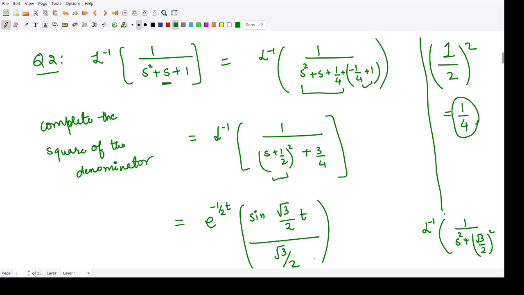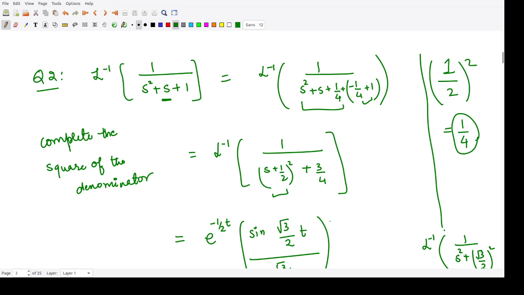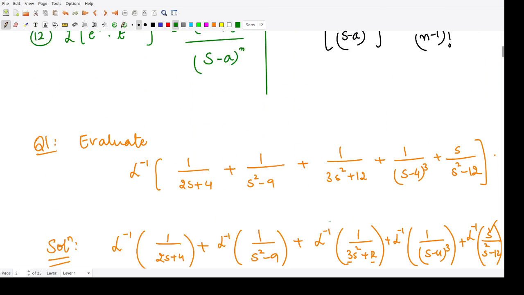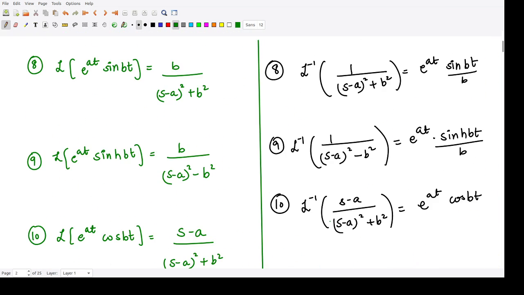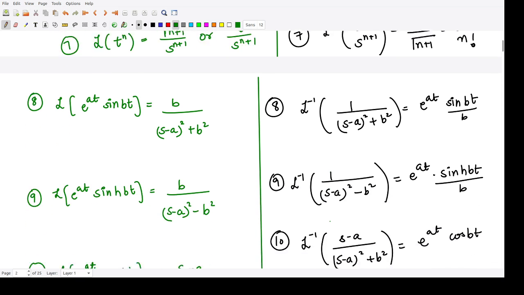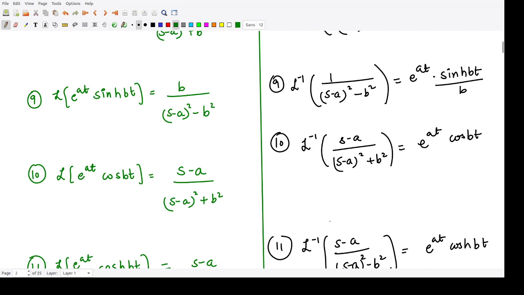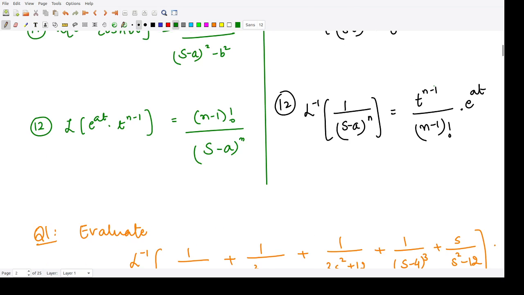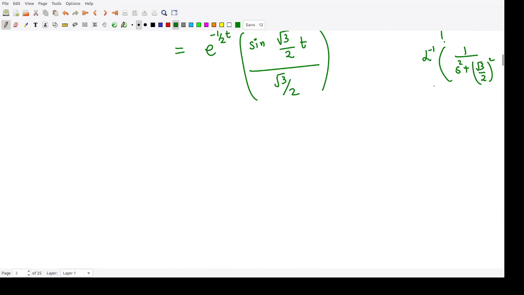So this is the Laplace transform finally, because the Laplace transform of this term is equivalent to this term. Okay. So this is the final answer.